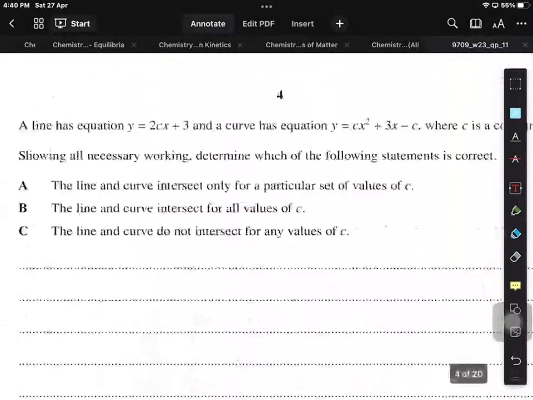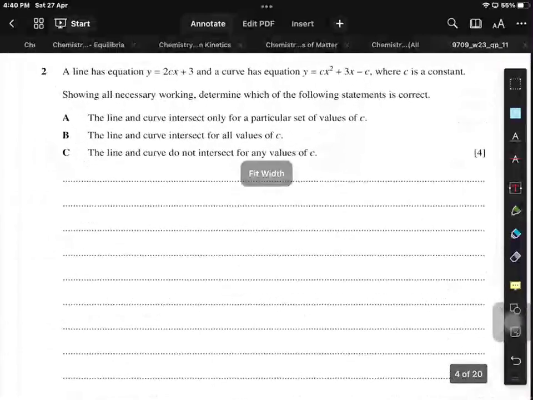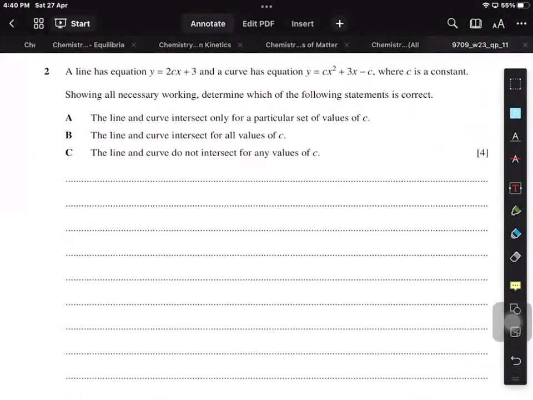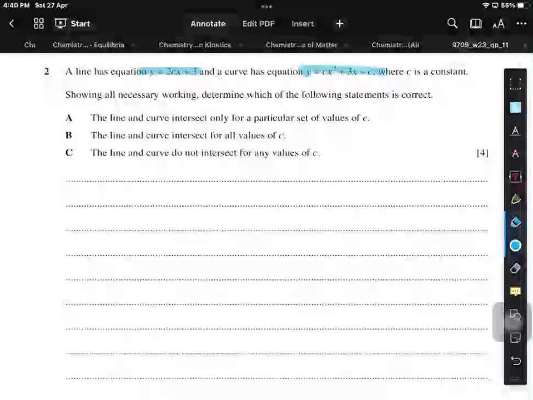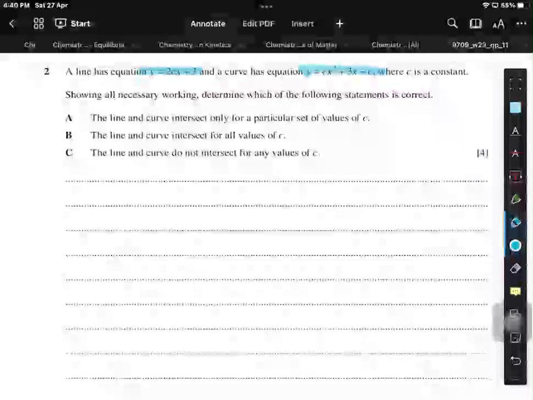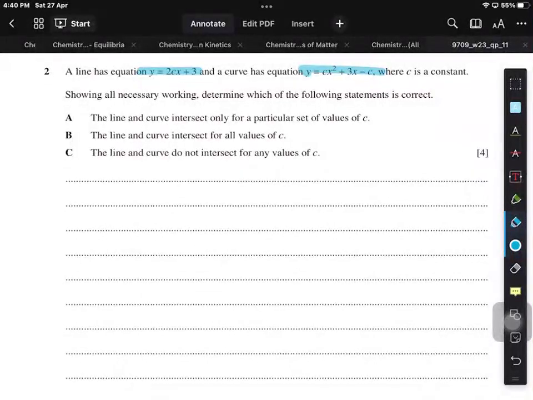Let's move towards question number 2, which is of 4 marks. Okay, so a line has this equation and a curve has this equation, where C is a constant. Show all the necessary working, determine which of these statements is correct. So we have 3 statements given. The first statement A states that the line and the curve intersect only for a particular set of values of C. B: the line and the curve intersect for all values of C. C: the line and the curve do not intersect for any values of C.